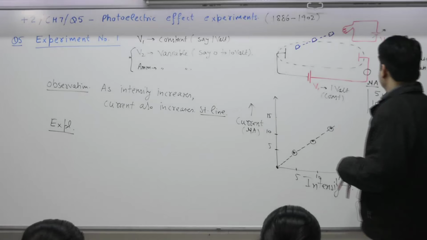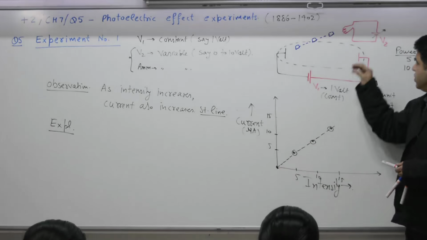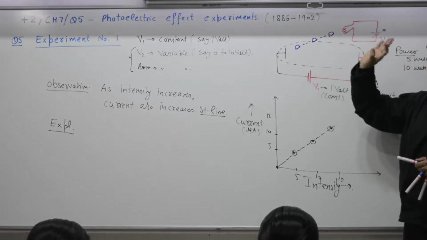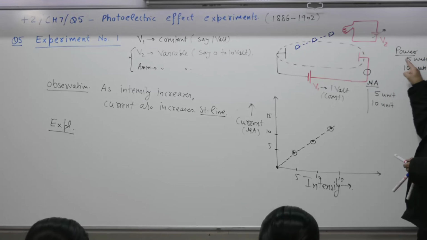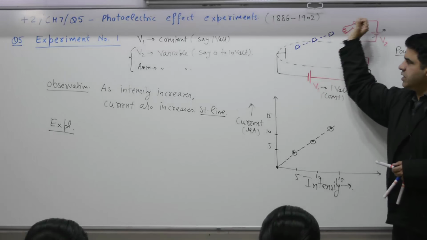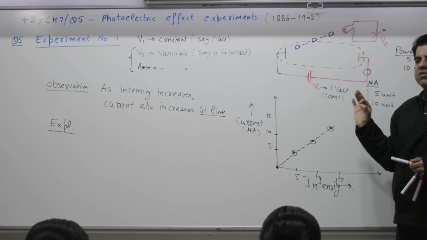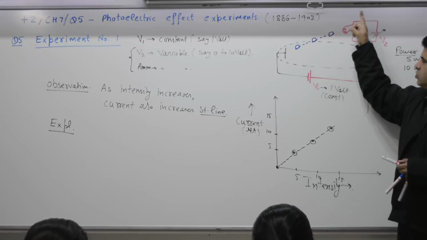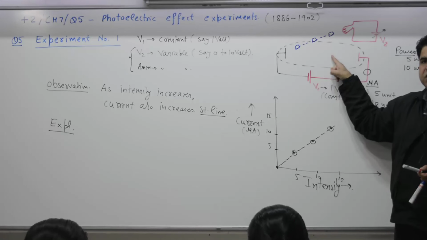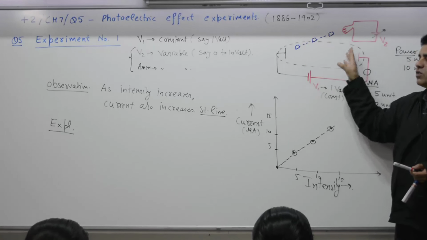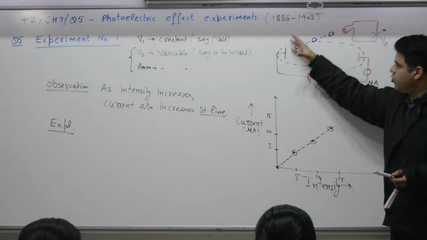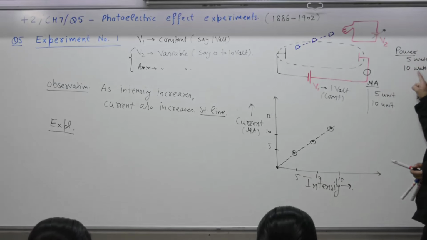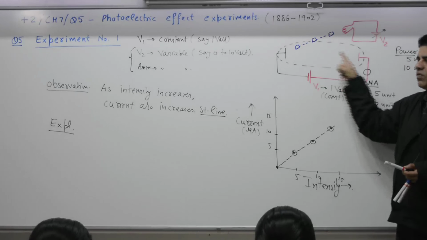Explanation by Einstein was, when it is 0, there is no photon coming. If there is no photon coming, electron ejected is 0. So there is no current. When it is 5 watts, suppose 5 photons are coming. Einstein's theory is 1:1 interaction. One photon interacts with one electron. So if one photon ejects one electron, then 5 photons will eject 5 electrons. So when 5 watt means 5 photons say and 5 electrons. So current is also 5. When it is 10 watt, say number of photons is 10, now the number of electrons is also 10.